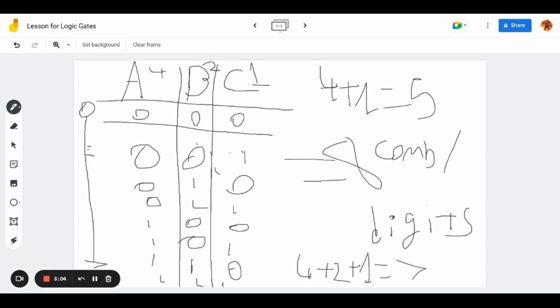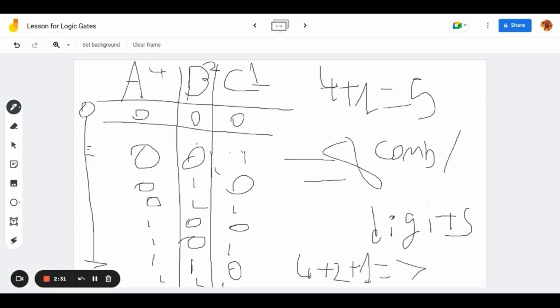Your truth table for this part will always look the same, unless there is a different number of inputs. So if there were 4 inputs, your truth table would be much longer. For instance, if there were 4 inputs, there would be 16.